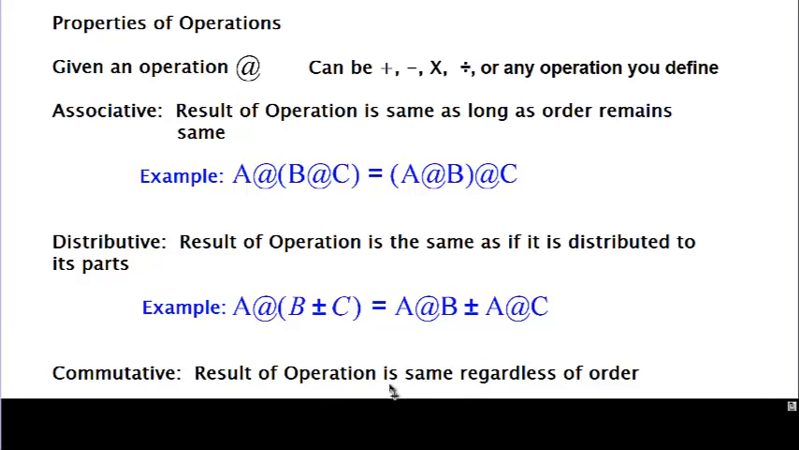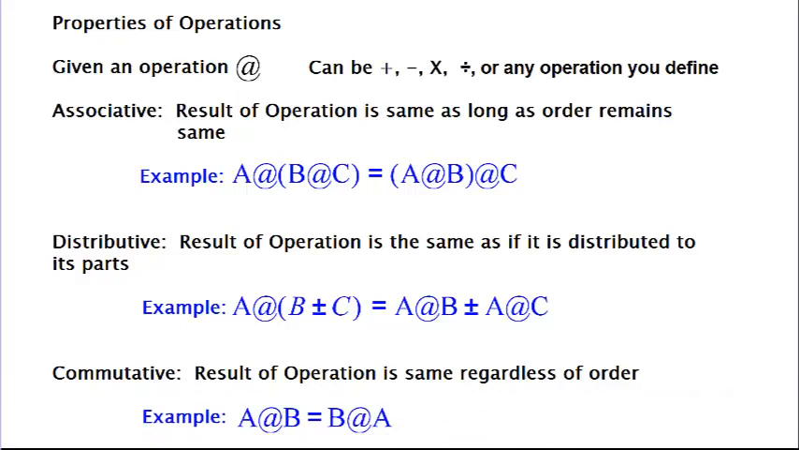Finally, an operation is commutative if the result of the operation is the same, regardless of what order the parts are in. For example, if A @ B equals B @ A, then we would say the operation is commutative.